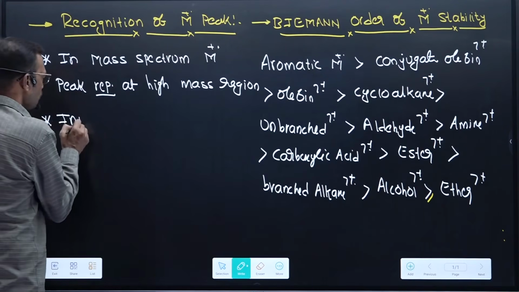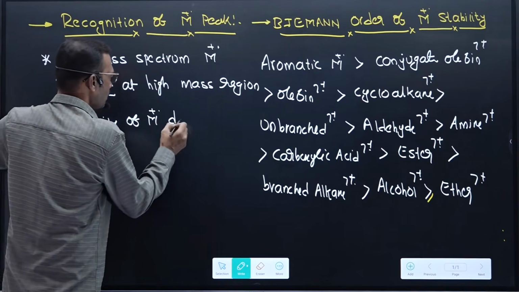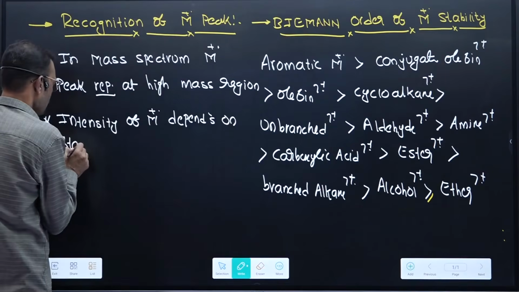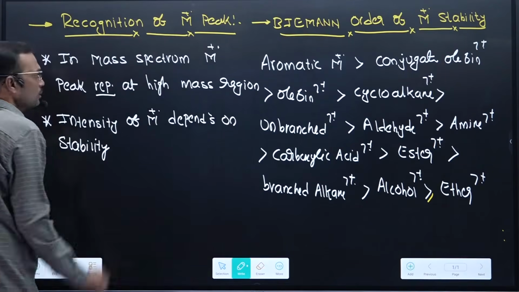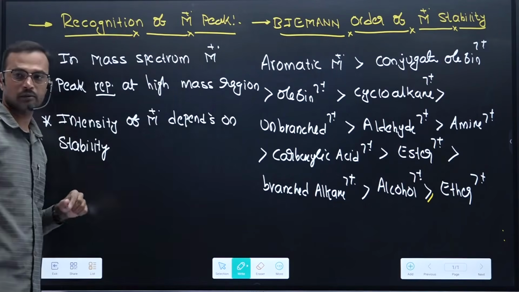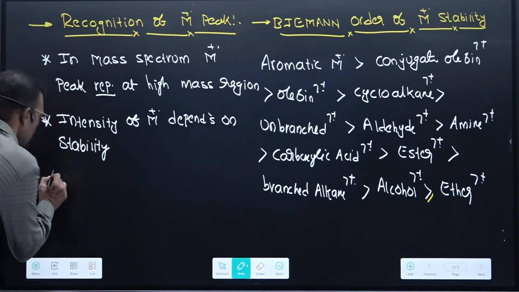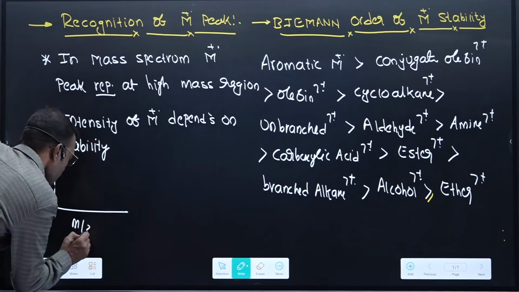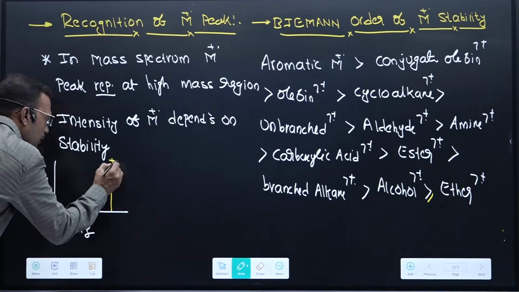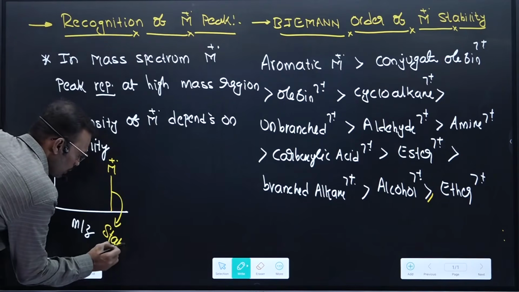So what about the intensity of the parent ion? The intensity of the molecular ion depends on which one? It depends on stability. Write that the intensity of the molecular ion depends upon stability. Greater the stability, greater the intensity. Generally, this is the molecular ion I am writing. This is the m/z value and this is the percentage of intensity. Now this is the molecular ion. I am writing a more intense molecular ion. If it is an intense molecular ion, it is found to be a stable molecular ion.